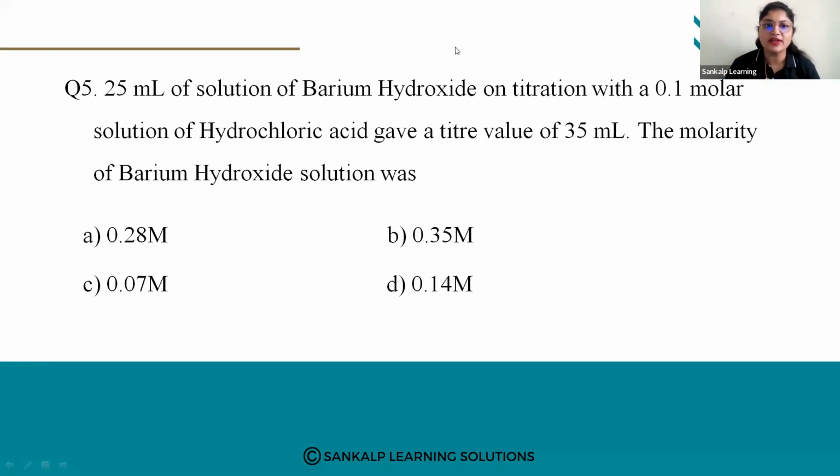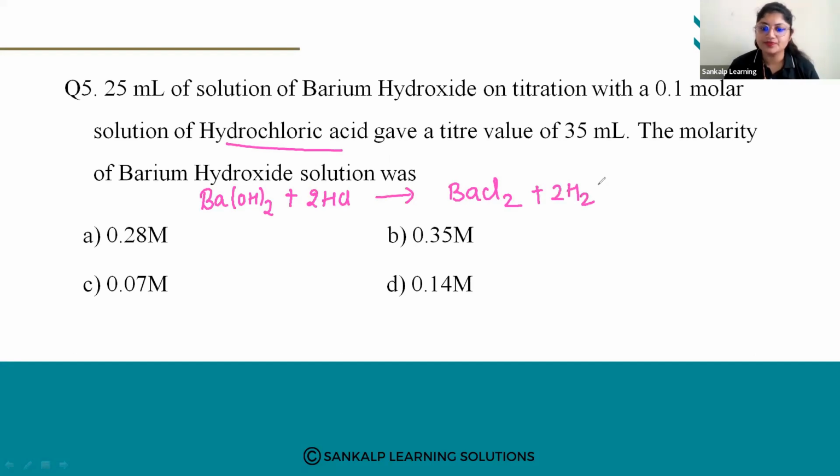So what they have given is barium hydroxide. So barium hydroxide is what? Ba(OH)2. So Ba(OH)2, that is barium hydroxide, when it reacts with hydrochloric acid, what will it give? It will give you barium chloride plus 2 water molecules.